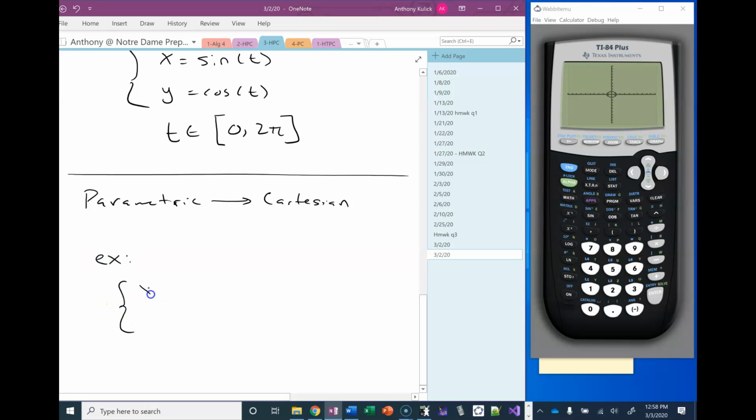So let's say we have the parametric function x equals 2 minus 3t and y equals 1 minus t, where our t is on the interval negative infinity to positive infinity.